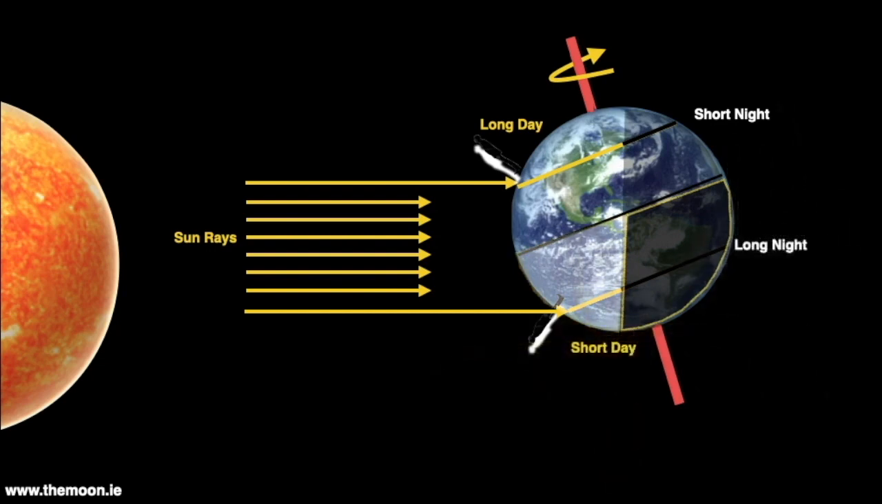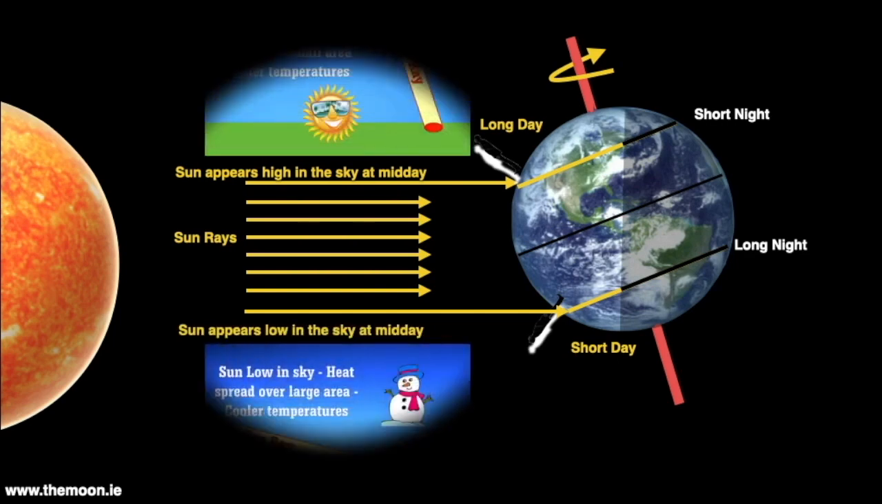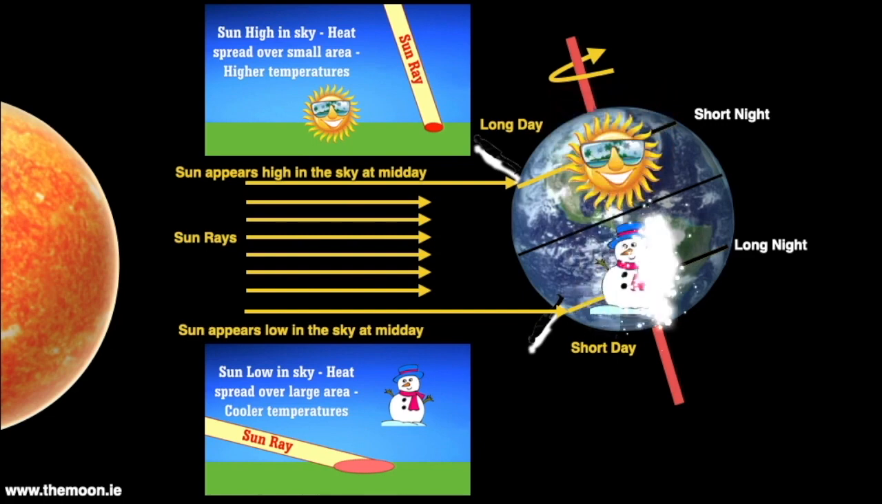Also, we note that in the north, the Sun is seen higher in the sky at noon, while in the south, it is lower in the sky. When the Sun is high in the sky, its heat rays are spread over a relatively small area, and thus the air feels warm. At the same time, when the Sun is low in the sky, the heat rays are spread over a larger area, and thus the air feels cooler. All these factors result in it being summer in the north and winter in the south.